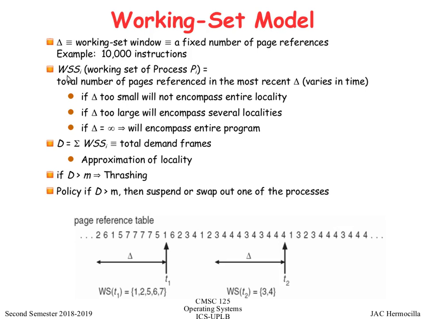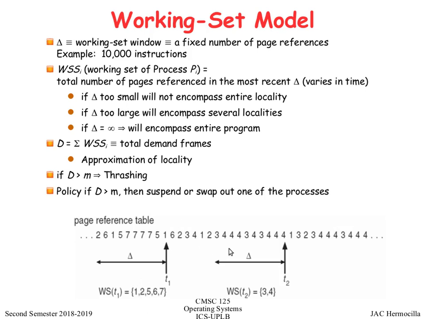And we define WSS sub i, the working set of a process P sub i, as the total number of pages referenced in the most recent delta, which actually varies over time. As an example, you see here the page references. At time t1, if you set the delta to, let's say, 10: 1, 2, 3, 4, 5, 6, 7, 8, 9, 10, meaning in this set of instructions, these are the pages that were referenced by this particular process. So delta is 10. Therefore, the working set at this time t1 will be the pages 1, 2, 5, 6, 7. Basically, the unique pages that were used by the process in that interval, in that delta.